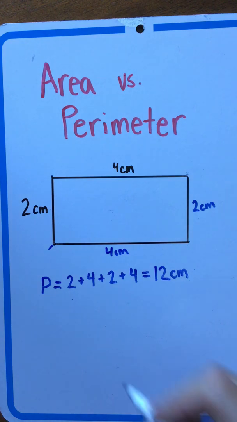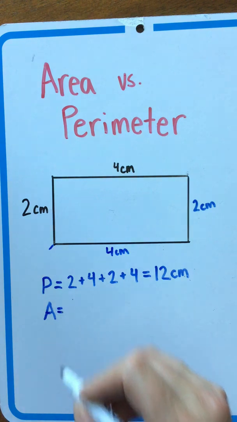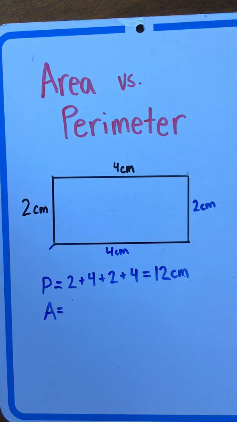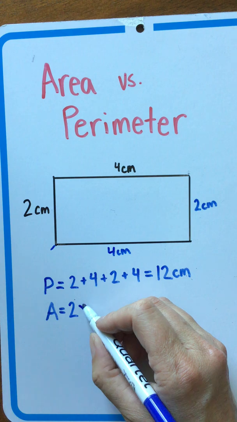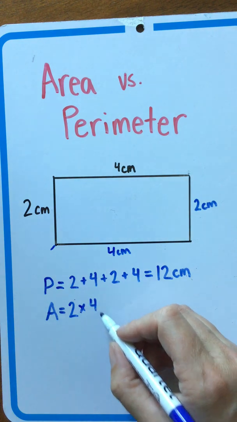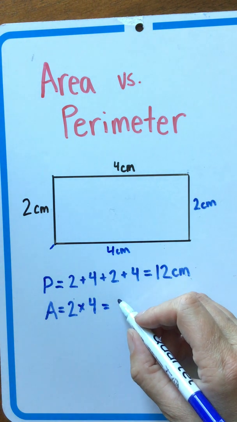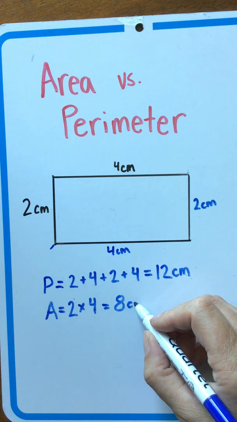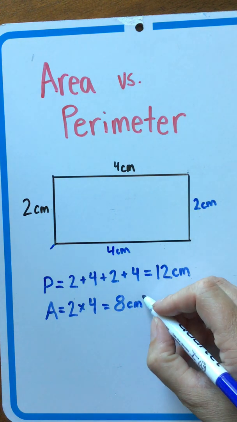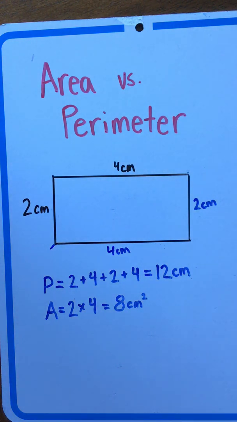The area, and again I'm going to be a lazy mathematician and only put a letter A for area here, is equal to the length times the width. So it would be 2 centimeters times 4 centimeters. 2 times 4 would be 8. And I have to put the units back in here. So it would be centimeters times centimeters, or remember we can be lazy and say centimeters squared.